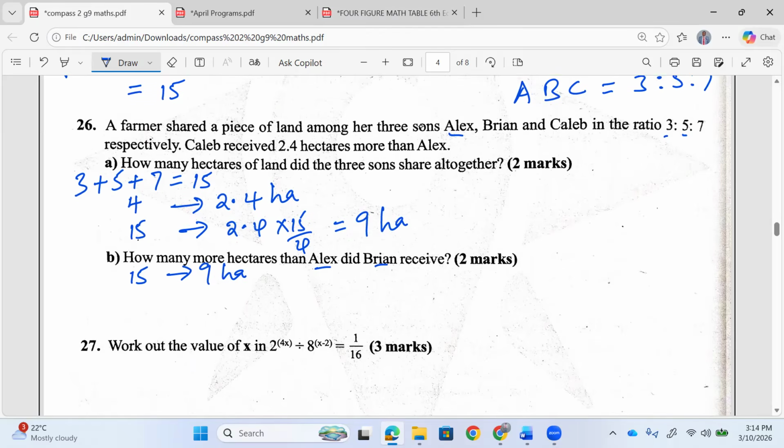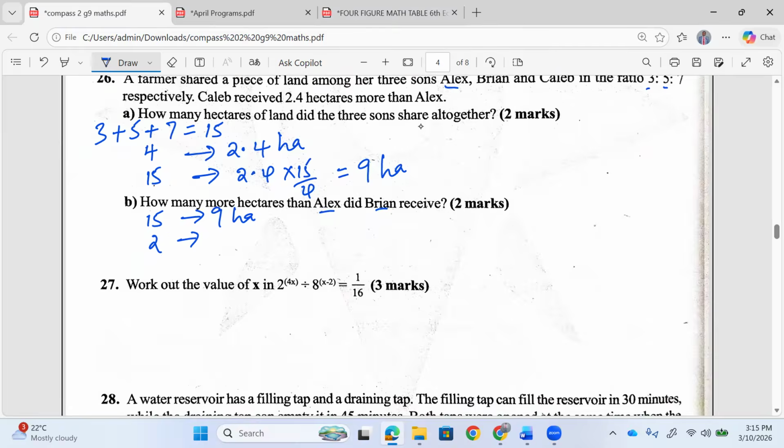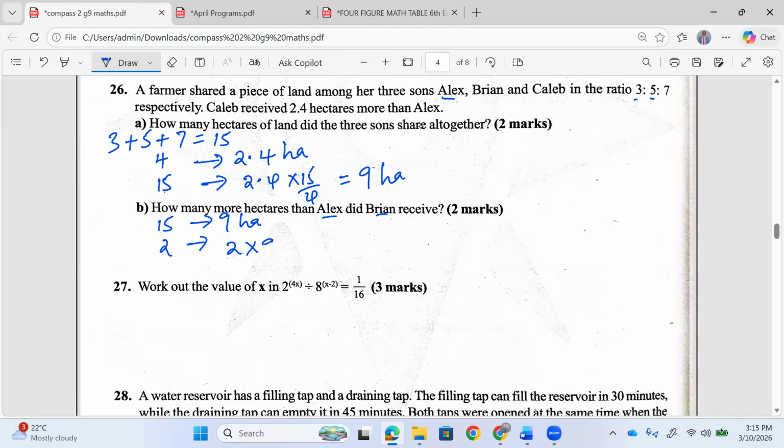So Brian received 5. Alex received 3. So the difference in their proportions is 2. So what about the 2 proportions, which is the difference in their proportions? So 2 by 9 over 15. This gives us 1.2 hectares of land. So Brian received 1.2 more than Alex.